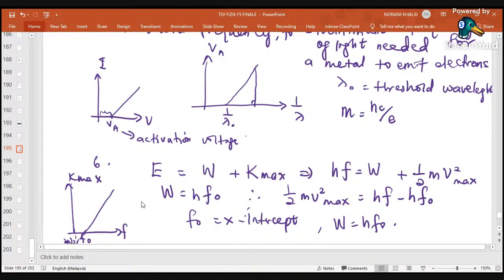Okay, then the rest of it is about application. You can go and read more about the application of threshold frequency and also the photoelectric effect. Okay, let's look at some questions on this one.